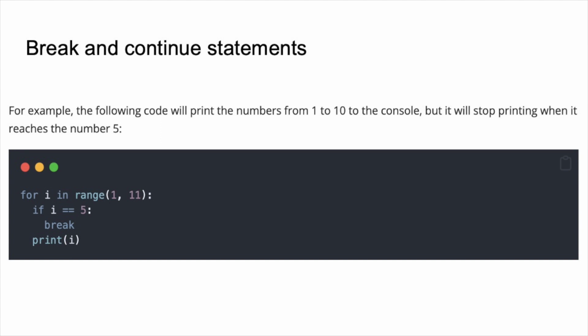The break and continue statements can be used to control the flow of loops. The break statement will exit the loop immediately. The continue statement will skip the rest of the loop body and start the next iteration of the loop. For example, the following code will print the numbers from 1 to 10 to the console, but it will stop printing when it reaches the number 5.